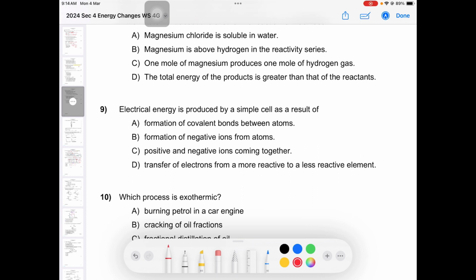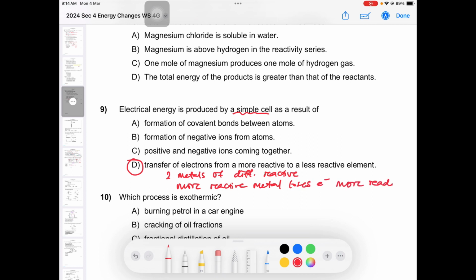Let's look at question number 9. Electrical energy is produced by a simple cell as a result of, right? For this one, you need to recall how a simple cell works. The main idea is you have 2 different metals of different reactivity, and the more reactive metal loses electrons more readily. So as a result, the more reactive metal is the one that will give up the electrons that travel through the wire. So that constitutes an electrical current.